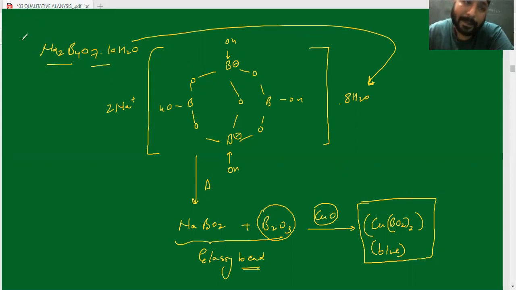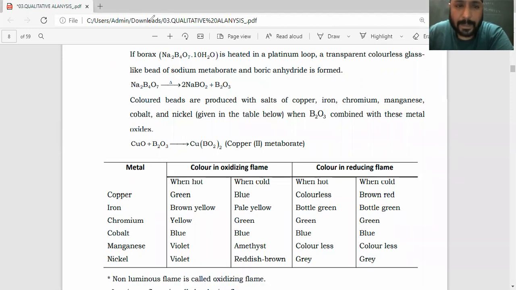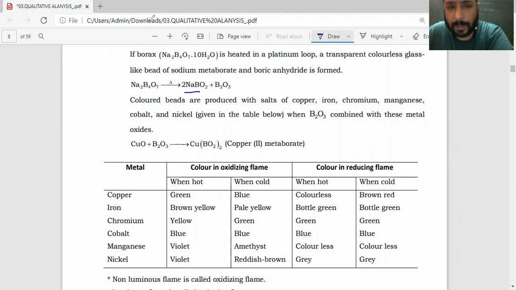I guess this is the theory behind the borax bead test. Take care. Hope it is clear for you. Now understand here, after doing this, I heated this borax bead. What I'll be getting is sodium metaborate and B2O3.